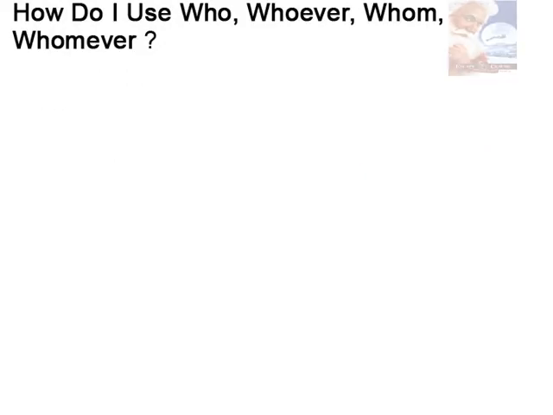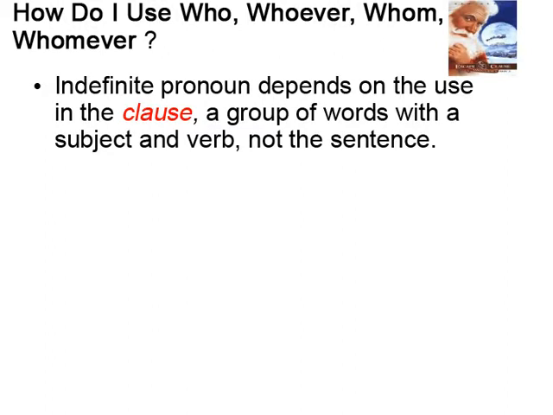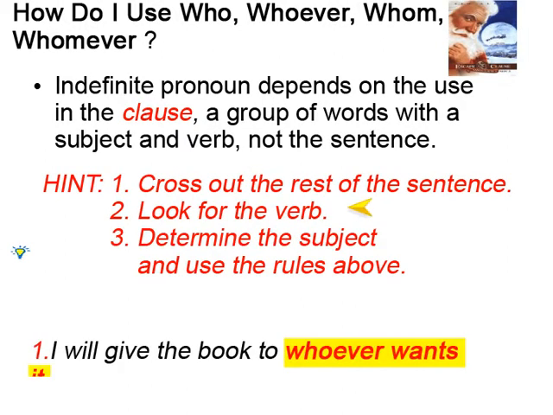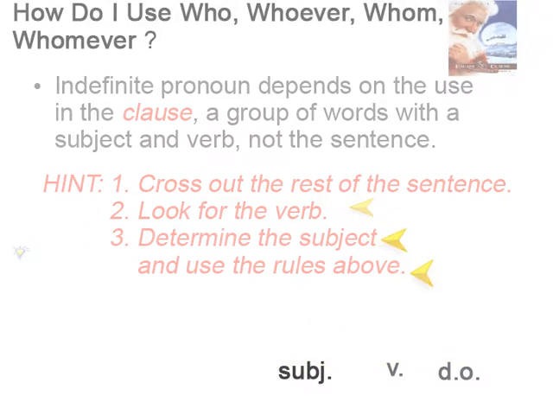If you have followed along thus far, the use of indefinite pronouns should not be too difficult. Be certain to cross out the rest of the sentence, focusing only on the clause beginning with the indefinite pronoun. Next, find the verb in that clause and ask yourself who or what is doing the action. If it is a subject, use who or whoever. An object, use whom or whomever.